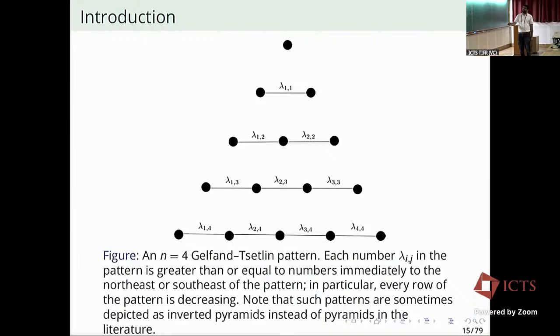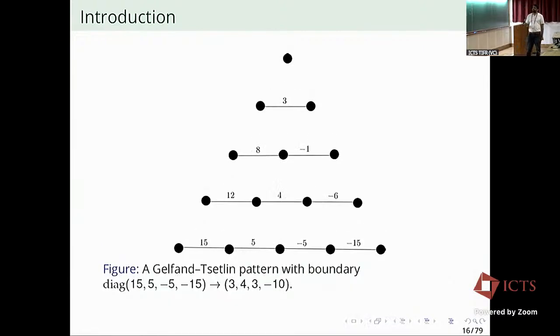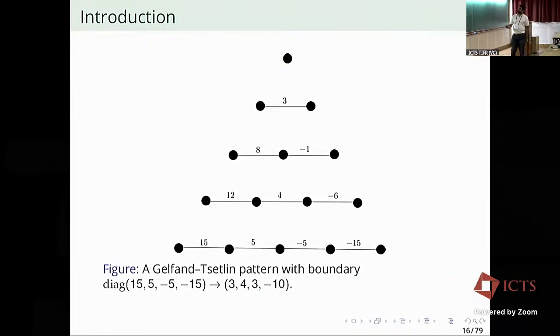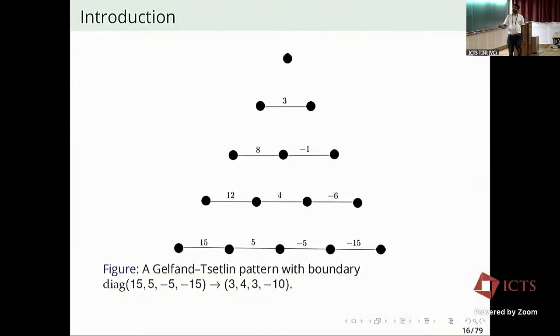So you have these interlacing inequalities which say that, for example, lambda_1^4 is greater or equal to lambda_1^3, and lambda_1^3 is greater or equal to lambda_2^4, and so on. So these slopes here always lie in between the slopes of the corresponding things below. So these are called Gelfand-Tsetlin patterns. And this is an example of a Gelfand-Tsetlin pattern where it certifies the existence of a Hermitian matrix with spectrum 15, 5, -5, -15, and trace 3, 4, 3, -10.